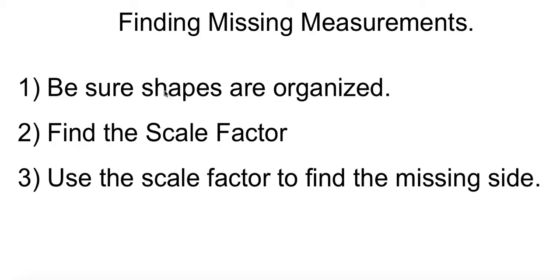Hello class. Today we're going to be talking about finding missing measurements in similar figures. And the way that we'll do this is in a three-step process. We will be sure that the shapes are well organized, which means that they're facing the same direction, they're rotated correctly so they look the same. We're going to find the scale factor, and from there we're going to use that scale factor to find the missing side. So we're going to go through a first example.